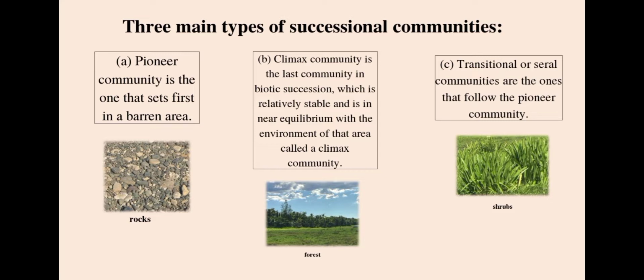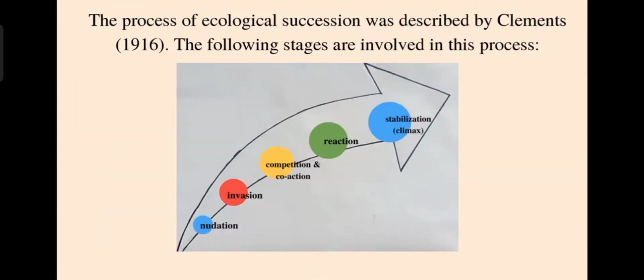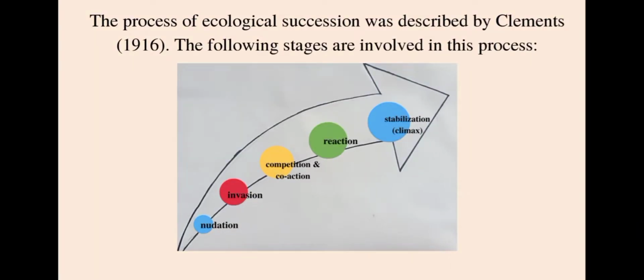Lastly, we have the transitional or serial communities. These are the ones that follow the pioneer community. Bryophytes, plants, and bushes in xerosphere, submerged, floating, and other ponds are examples. They make the greatest contribution to the creation of a stable community. Moving on, let us proceed to the stages of ecological succession. The process of ecological succession was described by Clements in 1916, and the following stages are involved in this process.